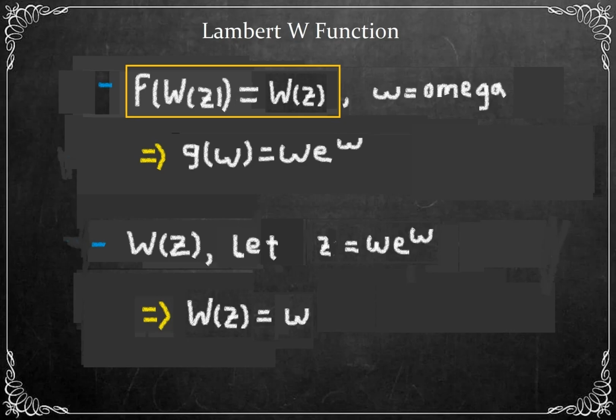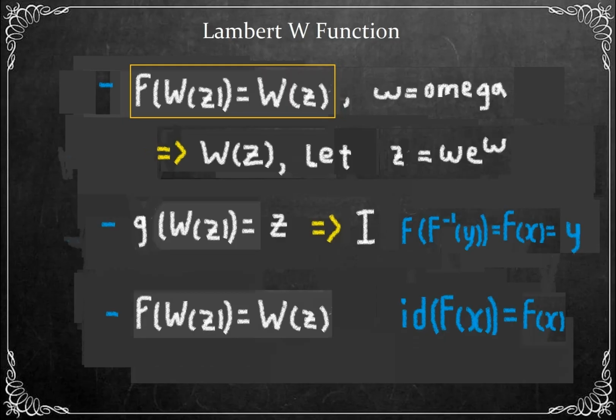The first blue bullet. The equation in the gold box is in the context of the Lambert W function, which is defined as the inverse function of g of omega equals omega e to the omega. Second blue bullet. The Lambert W function is denoted as capital W of z. If we let z equal the following expression, it returns W of z equals omega, because we know composing the inverse with g of omega will just return the original input omega.